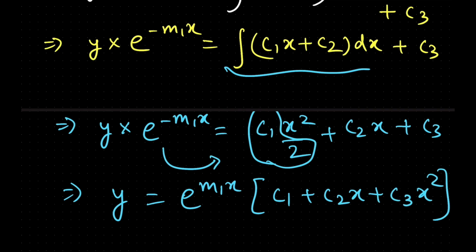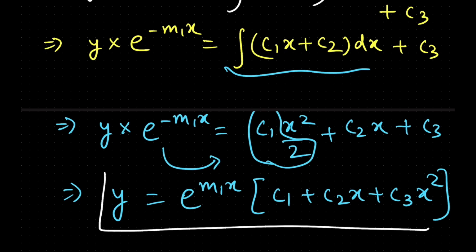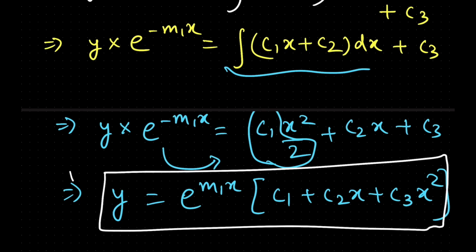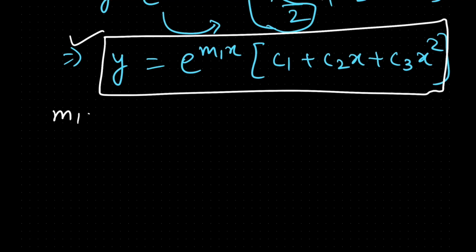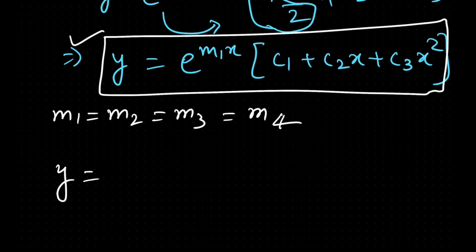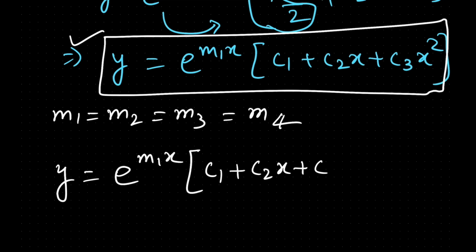So in case 3 roots are equal, you will get this. Now let's generalize this. What if there are 4 roots equal? m1, m2, m3, m4. You don't have to calculate, you can just generalize it. So you will get y is equal to e to the power of m1x, then c1 plus c2 x plus c3 x square plus c4 x cube.